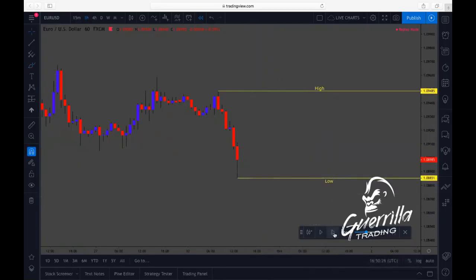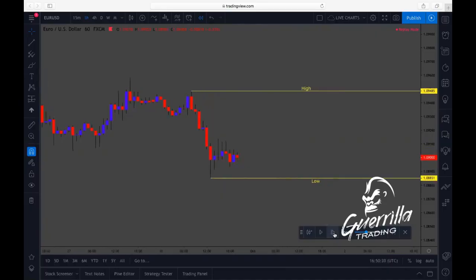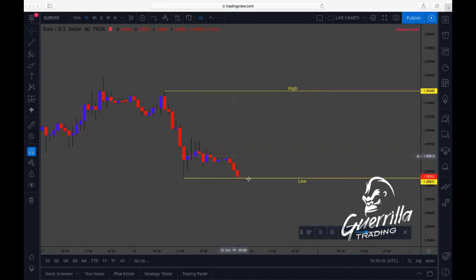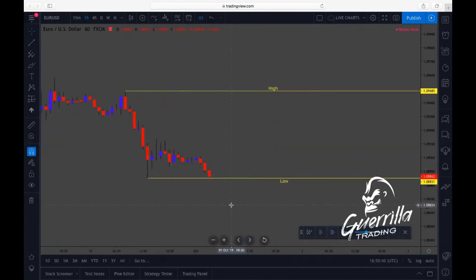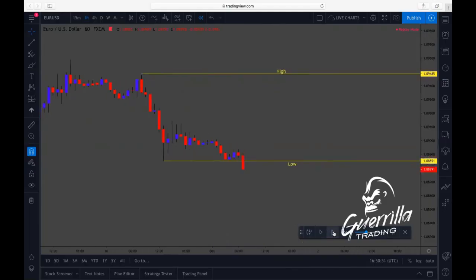Okay, so let's see what happens. So you can see now price is ranging within that area, which we expected because we had a large wick. Okay, so we need to keep focused on what's happening next. Now we're getting close to this low here. Are we going to break this low impulsively, or are we going to break it correctively? Okay, so let's have a look. Okay, so now we've broken this low.